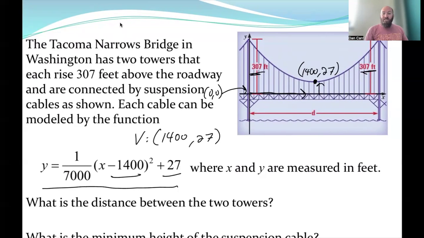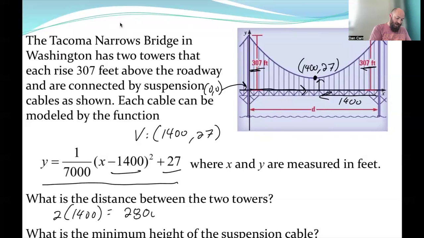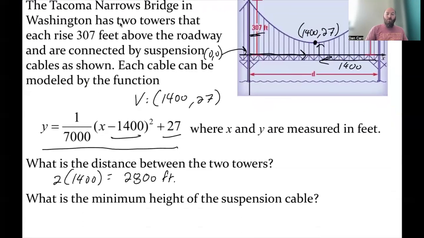So if I want to find the distance between the 2 towers, remember that vertex is right in the middle. So 1400 is right in the middle, then this length on this side is also going to be 1400. So that means the distance between the 2 towers is 2 times 1400, which is going to give me 2,800 feet.